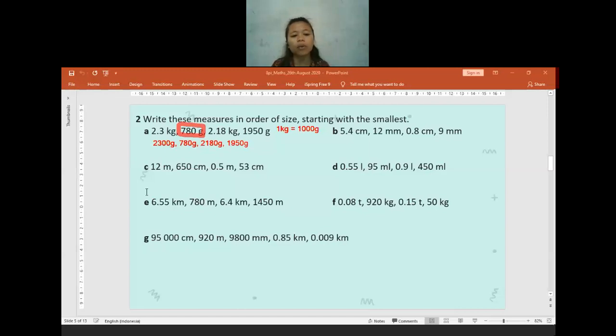After 780, what unit do I have to write? Which measurement do I have to write? Is it 2.3 kg, or is it 2.18 kg, or is it 1950 gram? Which one do I have to write after 780 gram? Or am I not connected to you still? Hello? Can you hear me? It's processing. Okay then.